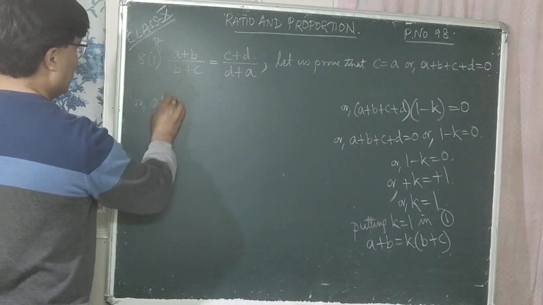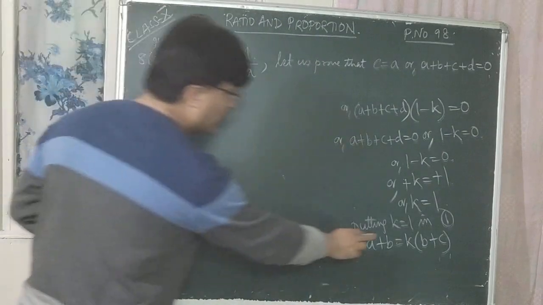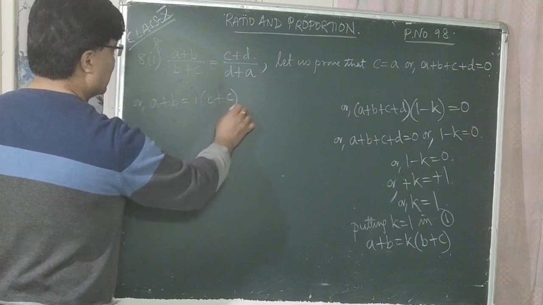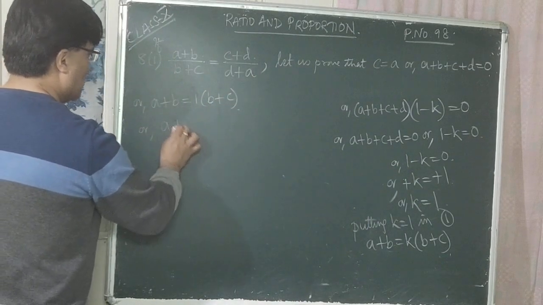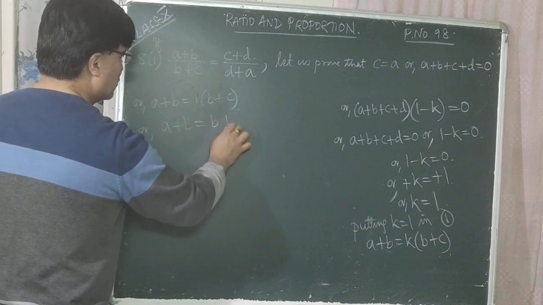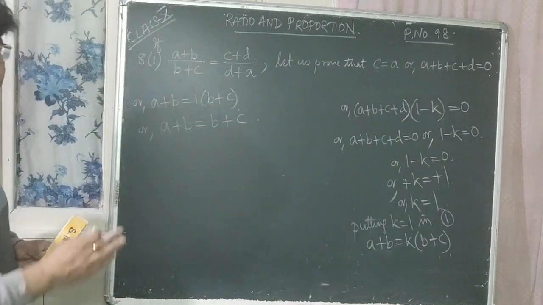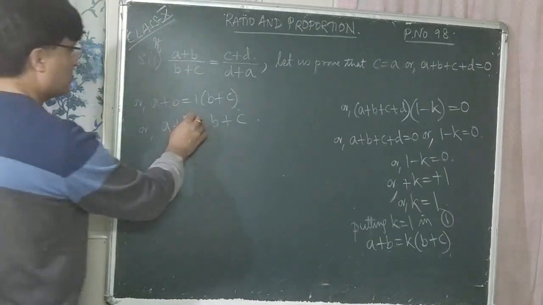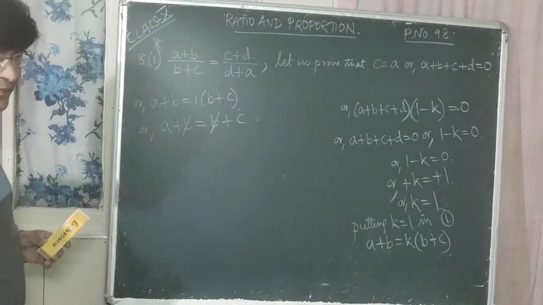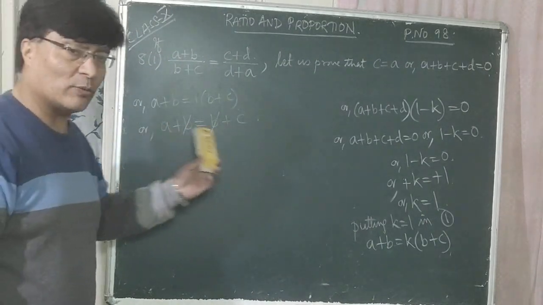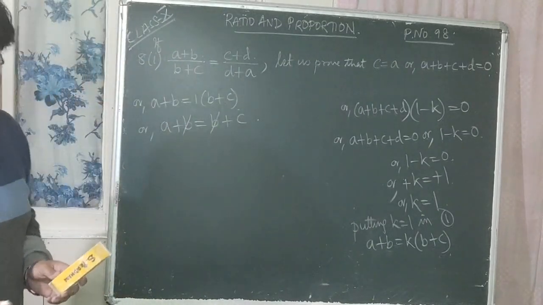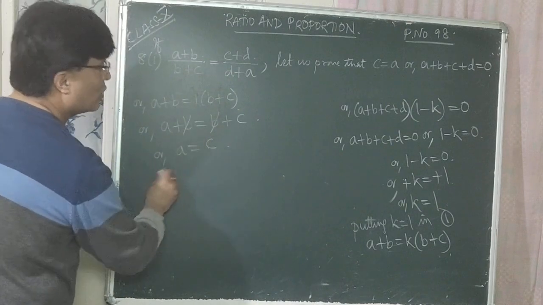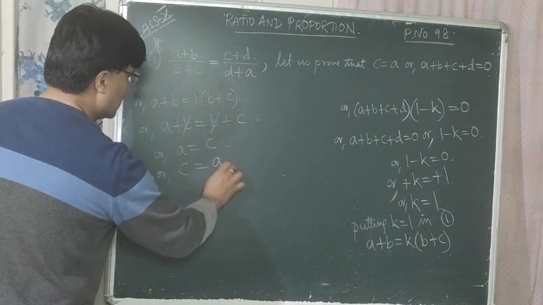Or a plus b is equal to, what is the value for k here? You can put k is equal to 1. So it is 1 into b plus c. Or a plus b is equal to b plus c. So you can cancel the common term b on both the sides here. It is plus b and they are on opposite sides. One is on the left hand side and one is on the right hand side. So you can cancel them. So what do we get? Or a is equal to c, or you may write c is equal to a.